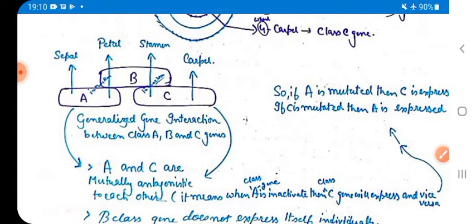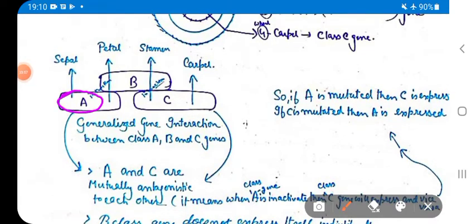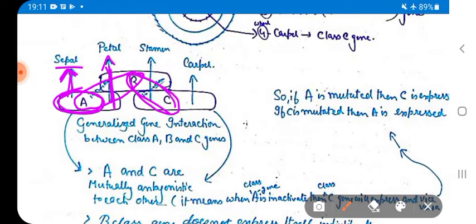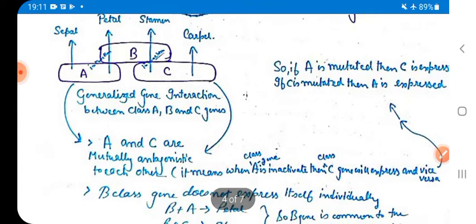I think I have mentioned it in the right way. So here we can see only the A class gene is promoting the development of sepal. A gene and B gene are interacting with one another to form the petal. That's why I have written it in this way. Class B gene and class C gene are interacting with one another to form the stamen, and only the class C gene forms the carpel. But A and C are antagonistic with each other.